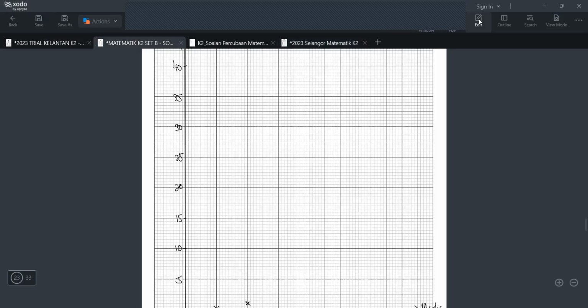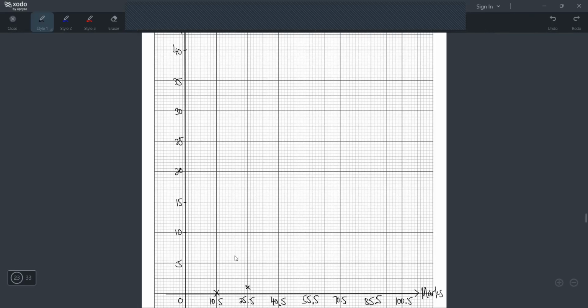40.5, 4. So where is it? 40.5 is here. Where is 4? Okay, 5 is here. If I turun satu, I have to minus 0.5, which is 4.5. So I turun lagi satu lah. Then I get 4 already. So this is the location of the point.